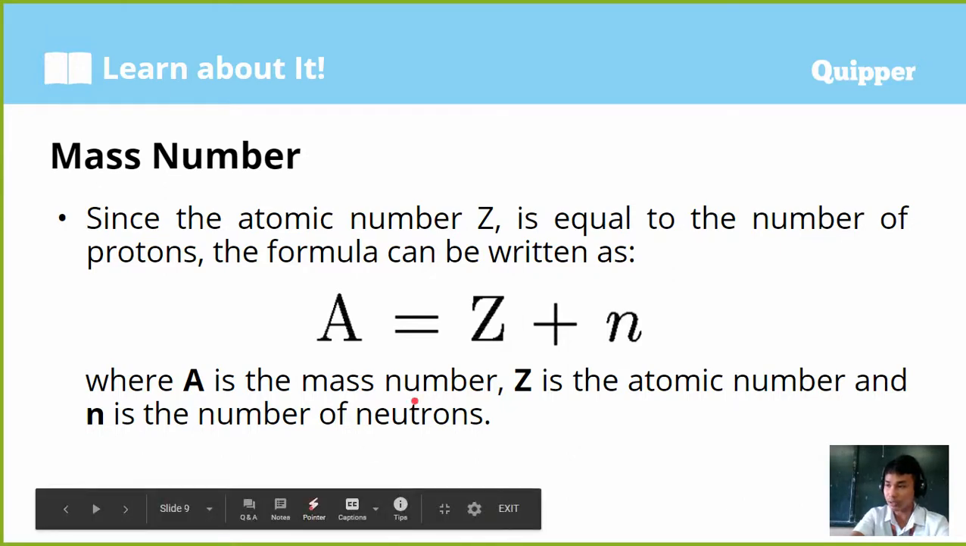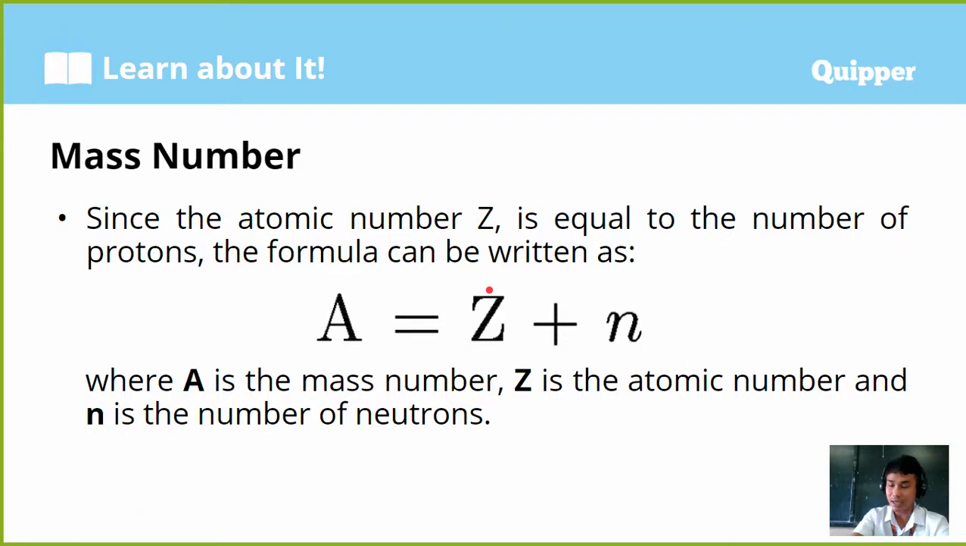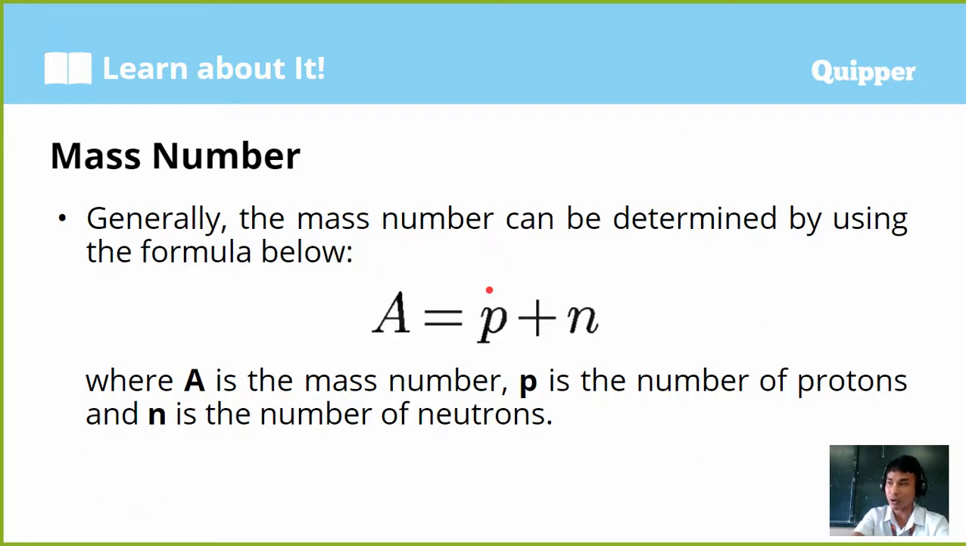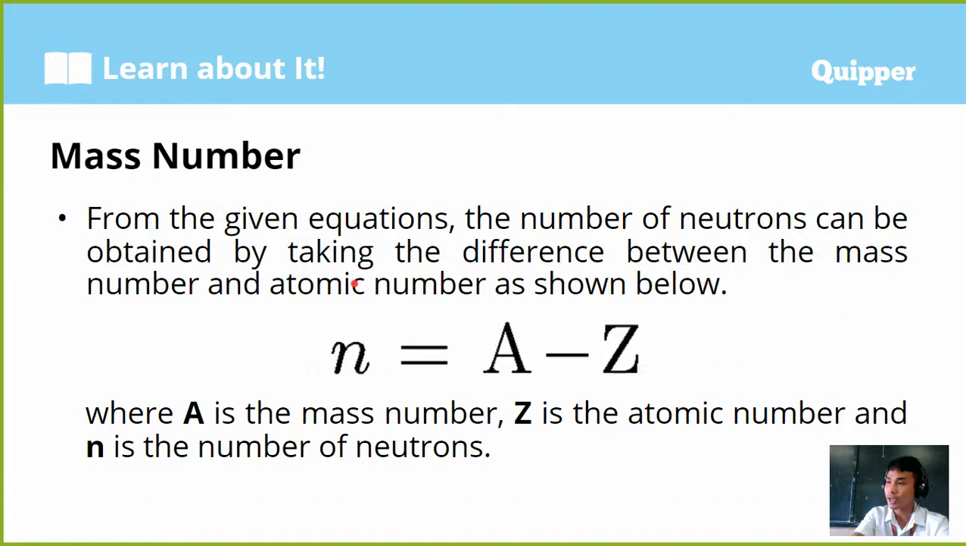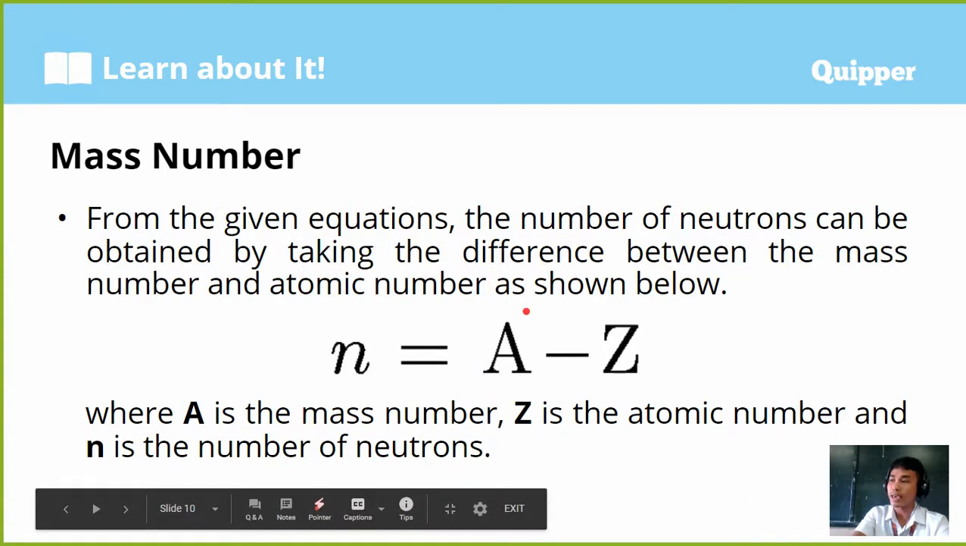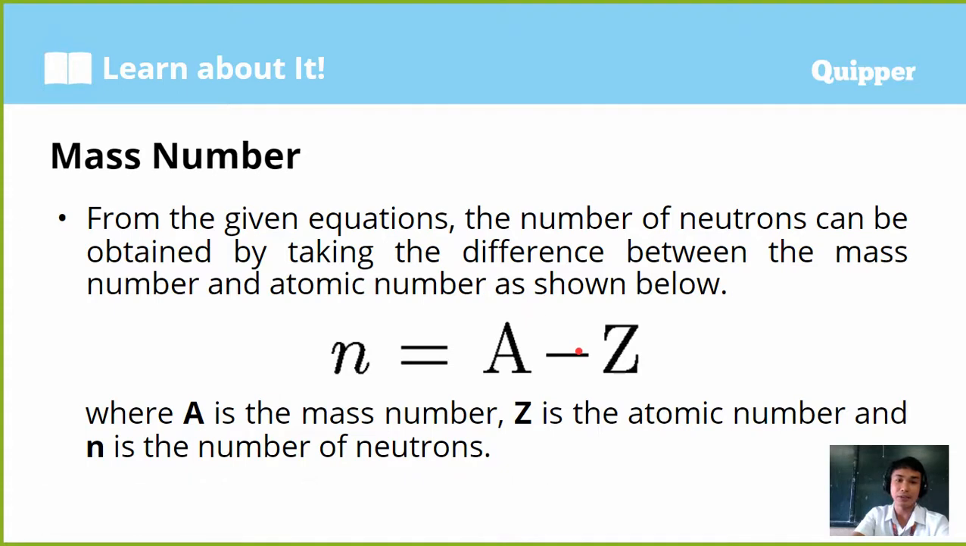Okay, so you transpose Z if given is the atomic number, or P if given is the number of protons, to the other side of the equation. From positive, it becomes negative because you transpose. The formula will be N is equal to A minus Z. Very understandable, simple mathematics.